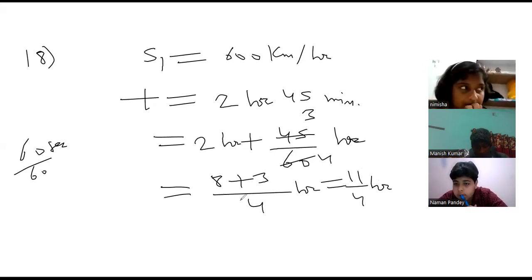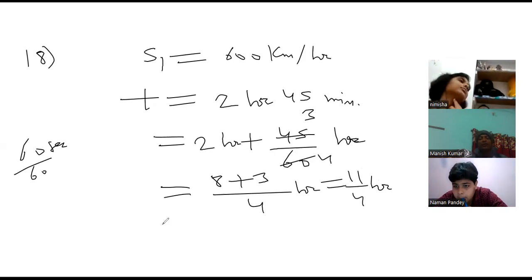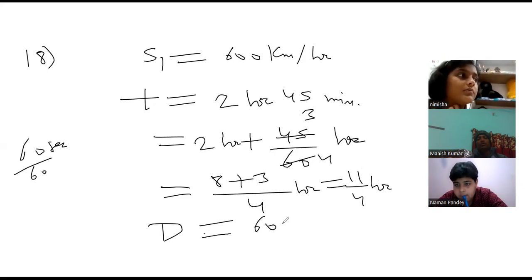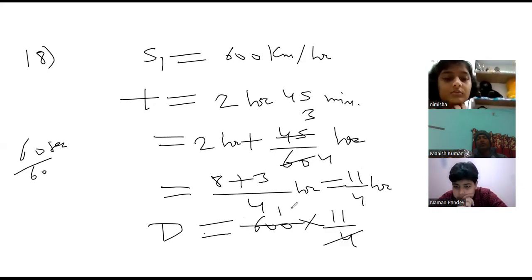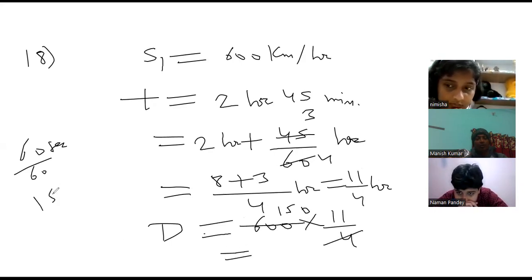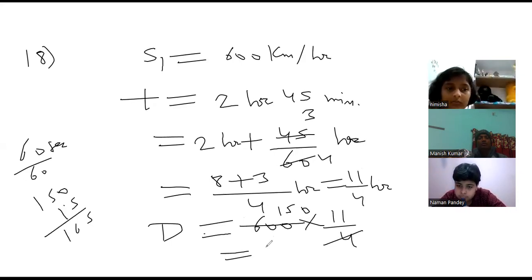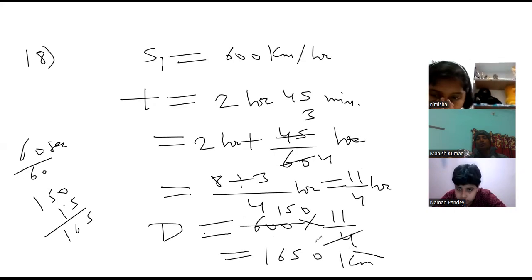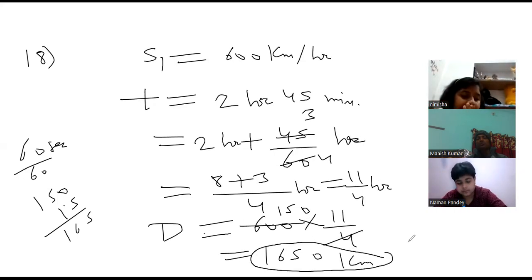Okay. Now what we have to calculate is how far did Sapna travel, means we have to find out the distance. Distance is equal to speed into time, means 600 into 11 by 4. 4 ones are 4, 4 fives are 20, so it is 150 into 11, that is 1650 kilometers. Is this the option given? Any of the options? Yes, sir. So was that so hard?